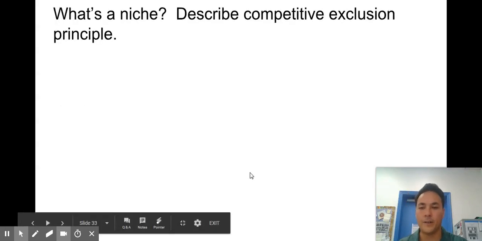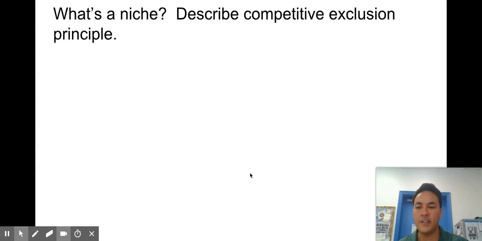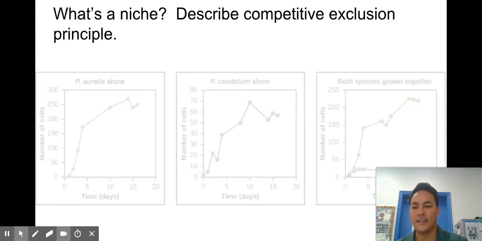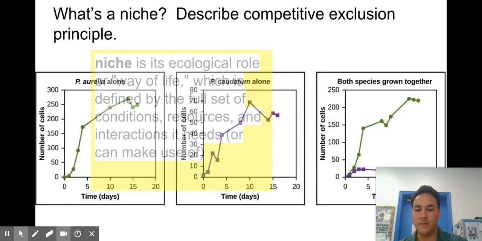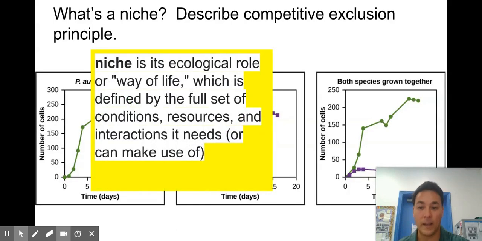All right, we're rolling through. So what's a niche, also pronounced a niche? And can you describe the competitive exclusion principle? All right, how'd you do? Did you get that a niche is a way of life? It's defined by the full set of conditions, resources, and interactions it needs, right? That's from Khan Academy. So I told you to think about it as like your job and where you live, right? Your niche is to be a student at TASM.